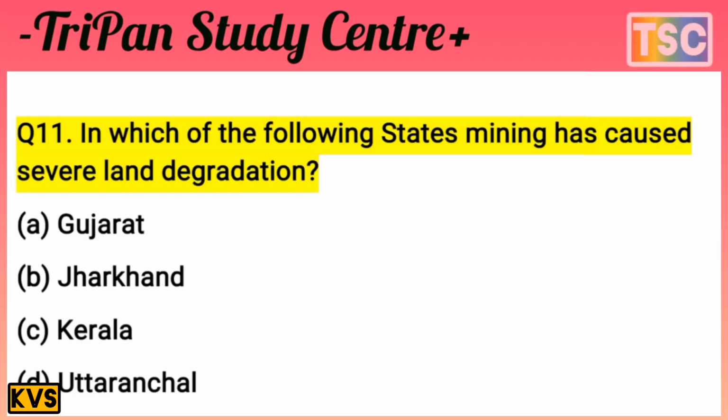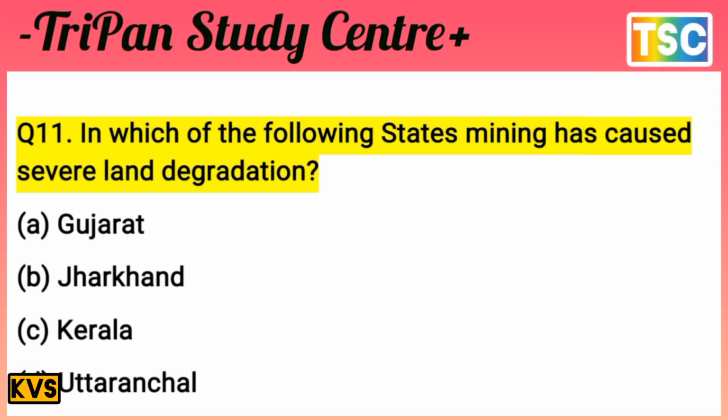The next important question: in which of the following states does mining cause severe land degradation? Mining is one of the most important causes of land degradation. The options are: first, Gujarat; second, Jharkhand; third, Kerala; and fourth, Uttaranchal. That's an important question. I give you a few seconds. Test your knowledge and IQ level.